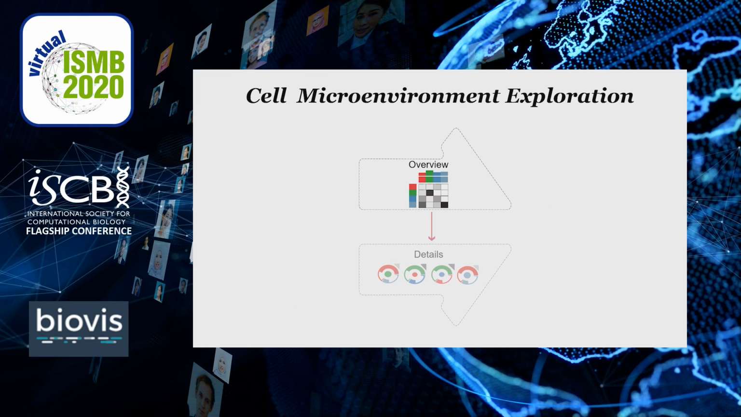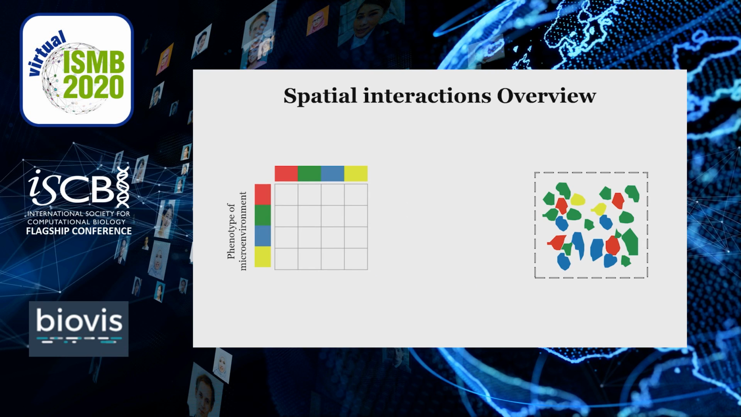In the first, we provide an overview of which phenotypes spatially interact with each other, and in the second, enabling the user to explore all the unique microenvironments. In the overview, for each tissue sample, we count the number of co-occurrences of each phenotype in its direct microenvironment and aggregate these counts over all cells of the same phenotype. Afterwards, we normalize it according to the amount of interactions per phenotype of interest.